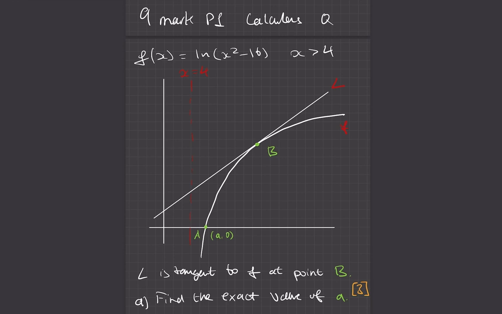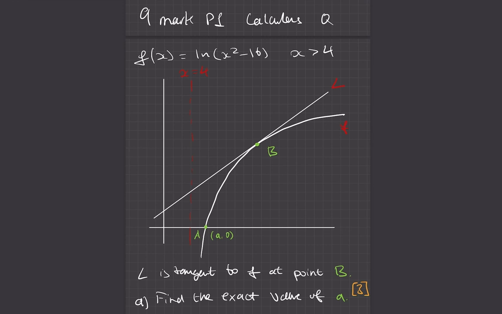Today we're going to be looking at a bit of a longer question. This is a 9-mark paper 1 calculus question, and it's got a graph. We don't actually have to do any graphing, but it's got a graph and it's to do with tangents and there's a logarithm involved. So it's a difficult question, but we'll get through it.